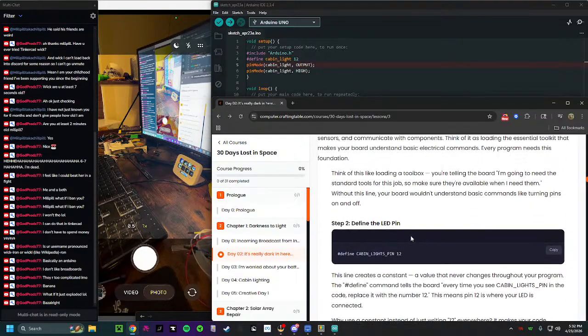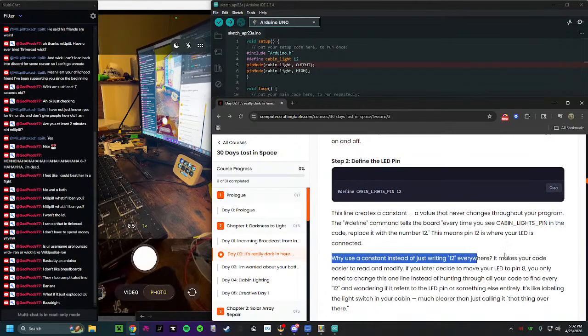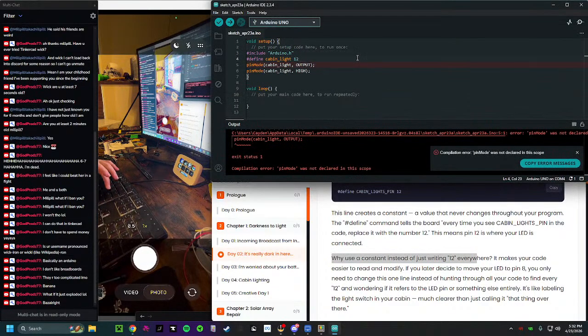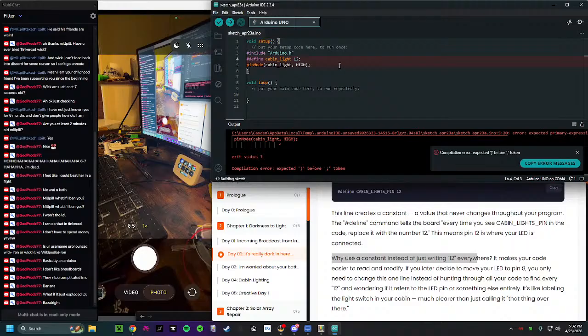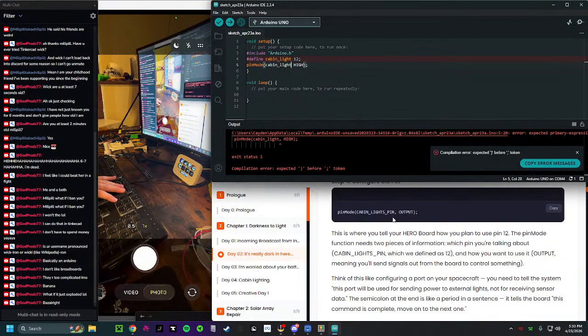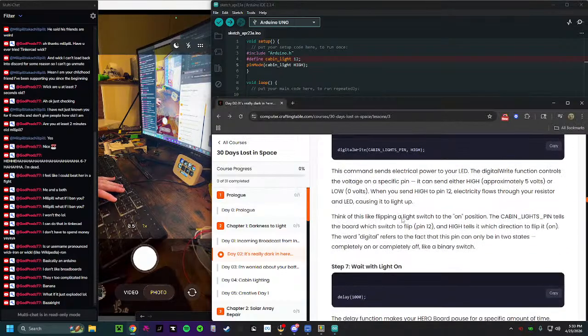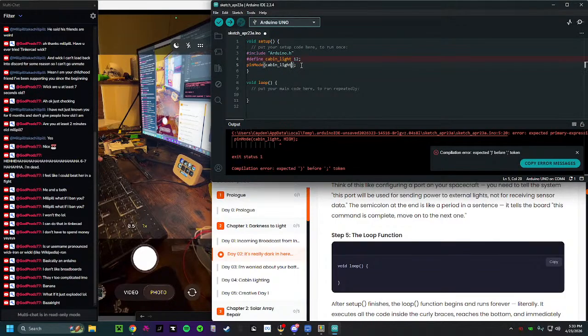Include that. Define LED pin. Define cabin lights. Value. Oh, I forgot to. Well, that's why it's not working, because I forgot to do that. I don't think I need that. Verify. Yep. Okay. You see, I don't like this.